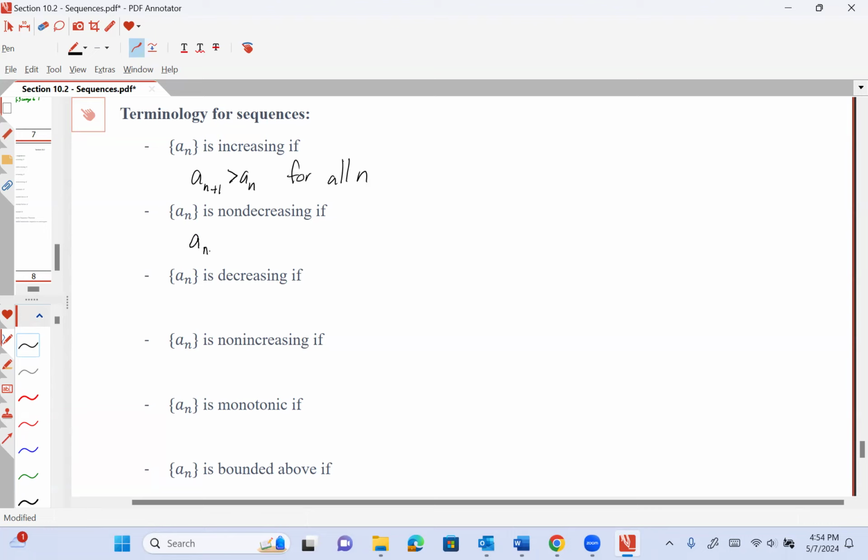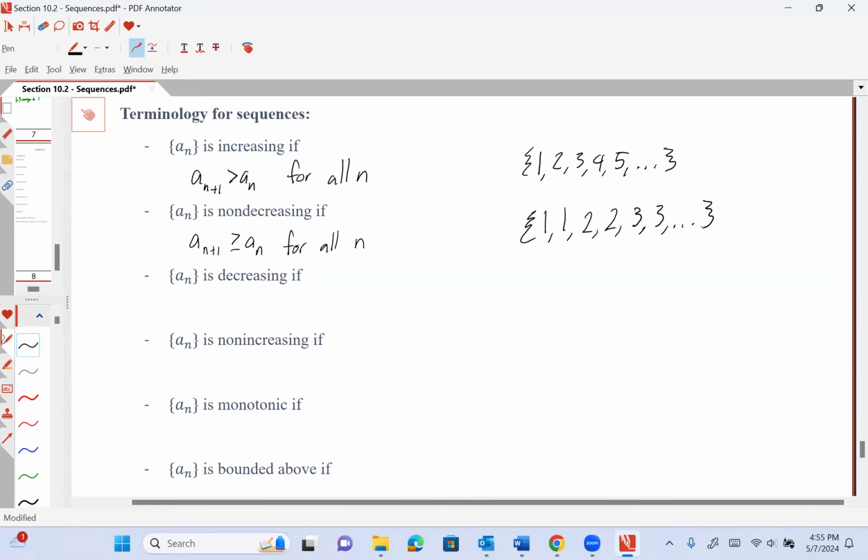Non-decreasing means they could stay the same. It's increasing, or maybe a sub n plus 1 is the same as a sub n. So the top one would be like 1, 2, 3, 4, 5, and so on. The numbers keep going up, they never stay the same. Non-decreasing could be the sequence 1, 1, 2, 2, 3, 3. The values go up, or they stay the same, they just don't go down.